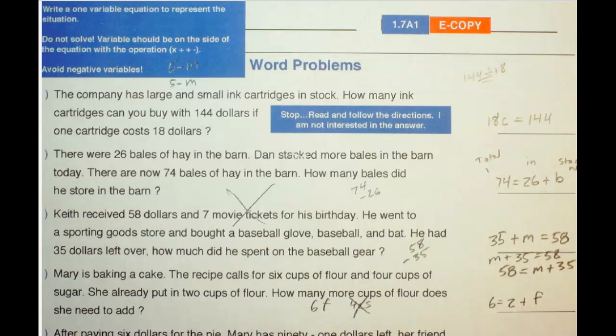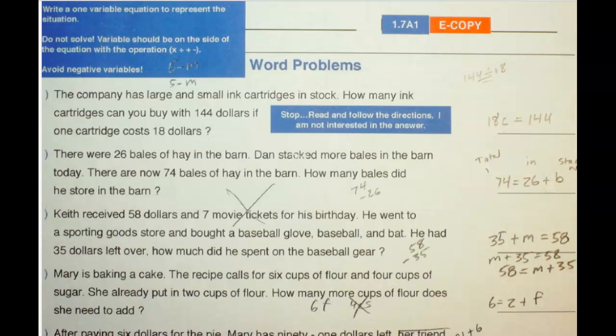All right, and the last one. After paying $6 for a pie, Mary has $91 left. Her friend has $17. We don't care about a friend. How much money did she have before buying the pie? So I would have to take that $91 and I would have to add the 6 to it to solve this, right?